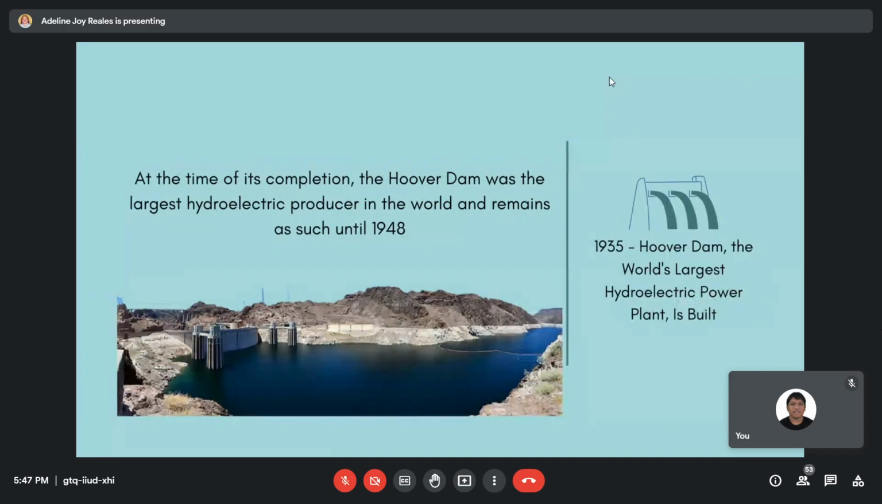In 1935, the Hoover Dam is completed on the Colorado River in Arizona, 4 years after construction began in 1931. At the time of its completion, the Hoover Dam was the largest hydroelectric producer in the world and remains as such until 1948.